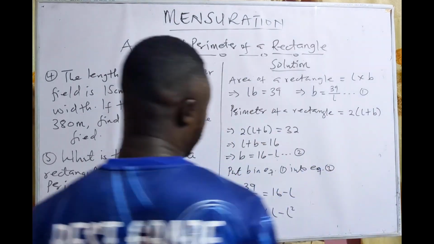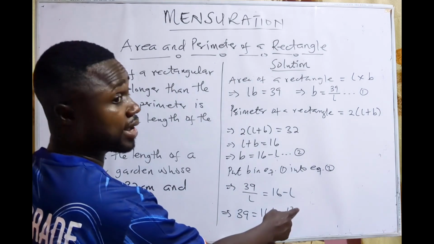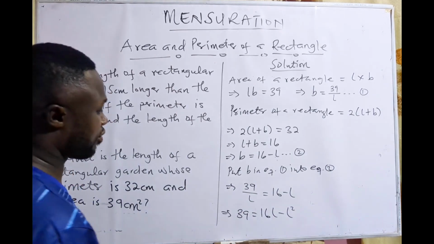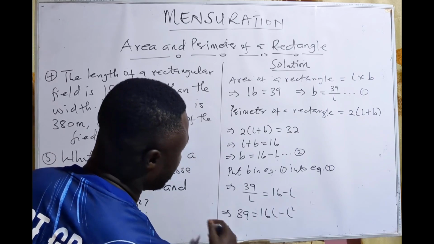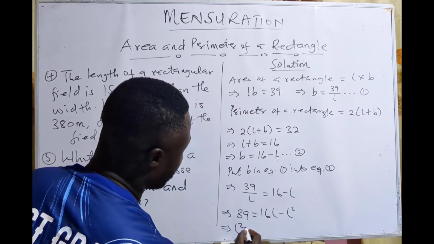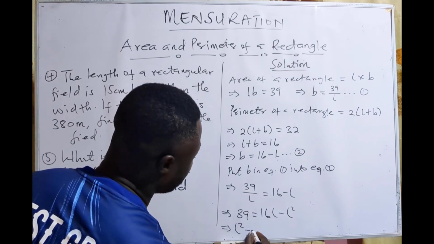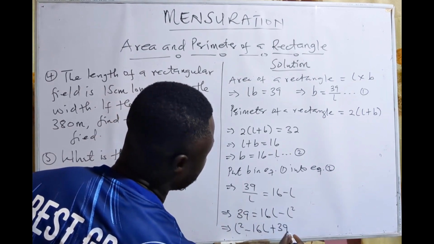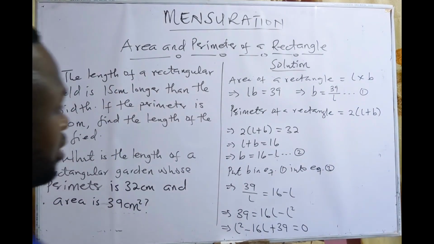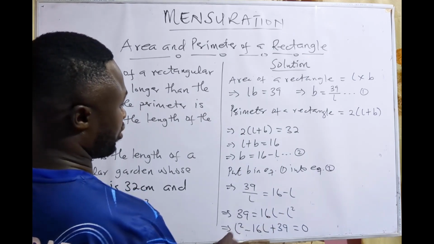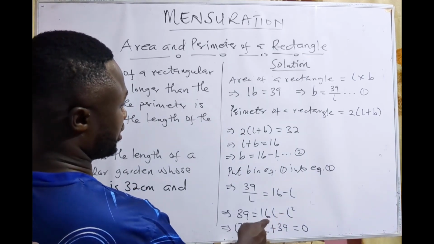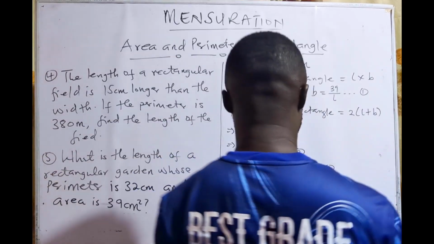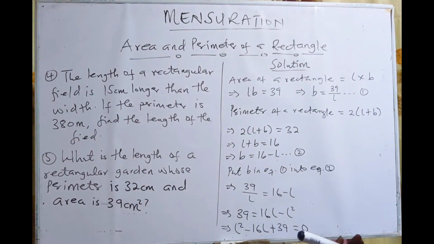To make it simple, because the L squared side is negative, let me bring everything to this side so that I can make it positive. If I bring it to this side, the L here becomes positive, L squared, then the 16L here becomes negative, minus 16L, and remember the 39 here is positive, so plus 39 equal to 0. So that is what I have here. Here we are getting a quadratic.